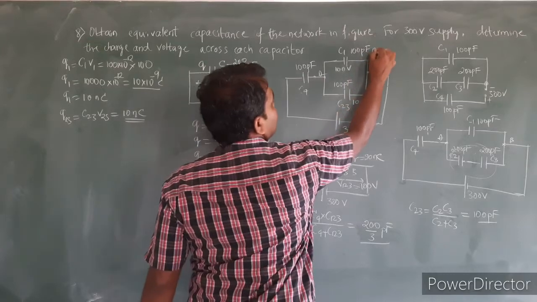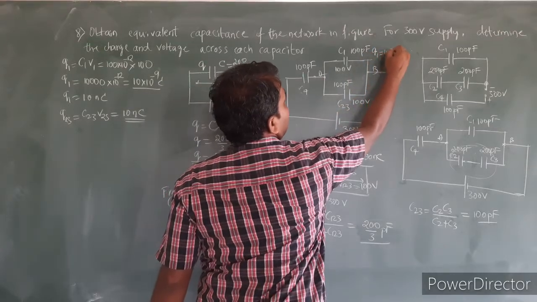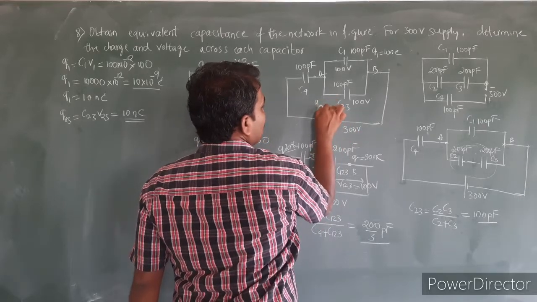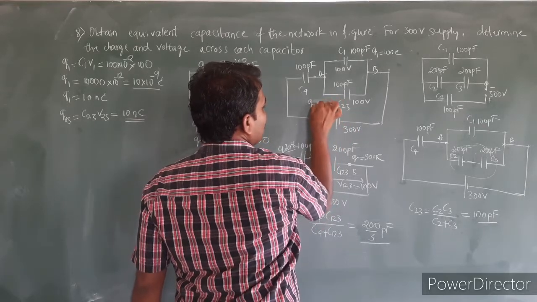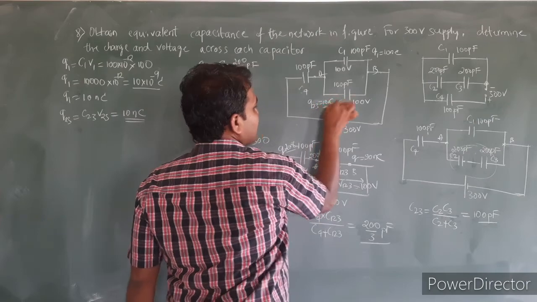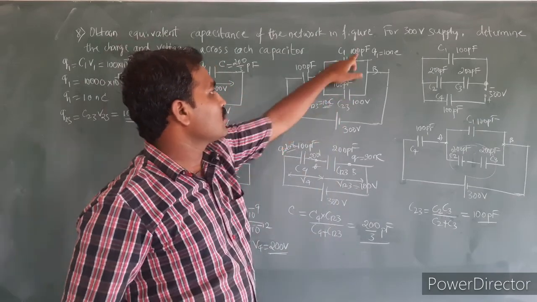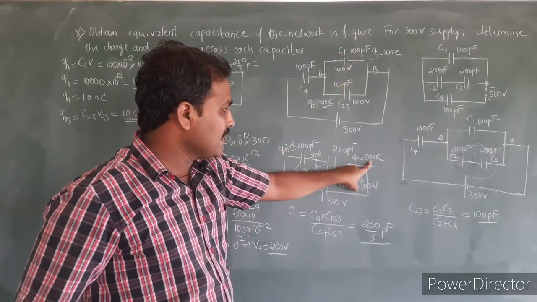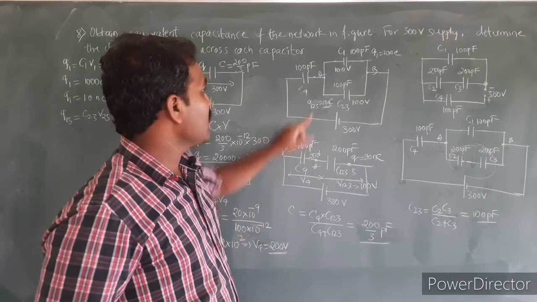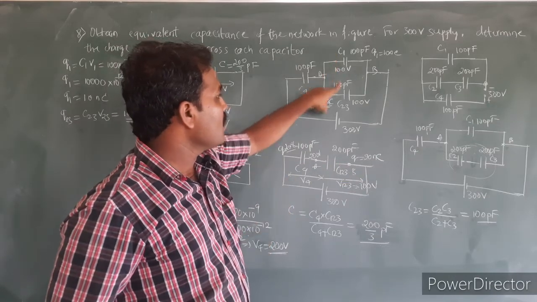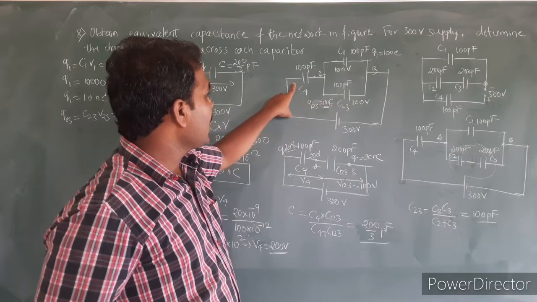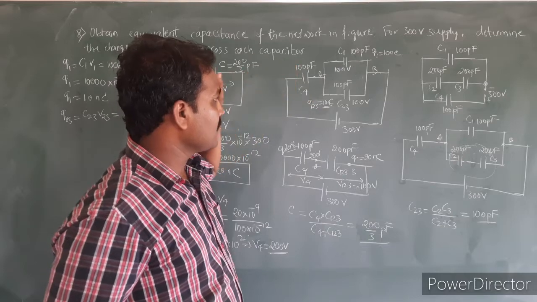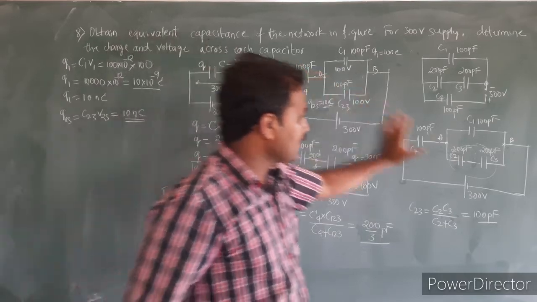So the charge stored in the capacitor C1 is 10 nanocoulomb. The charge stored in the combination of C23, that is Q23, is also 10 nanocoulombs. So the total charge stored in the combination of C1 and C23 is equal to 20 nanocoulombs here. Now we have got the voltage across C1, the voltage across C23, and the voltage across C4 already we have calculated, Q also we have calculated. Now let us go back here.